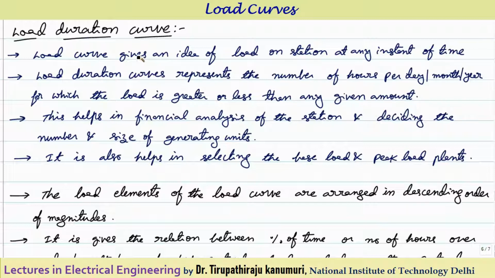So what is the difference between the load curve and the load duration curve? The load duration curve represents the number of hours per day. If it is a daily load duration curve, it can also be a monthly load duration curve, which will be per month.